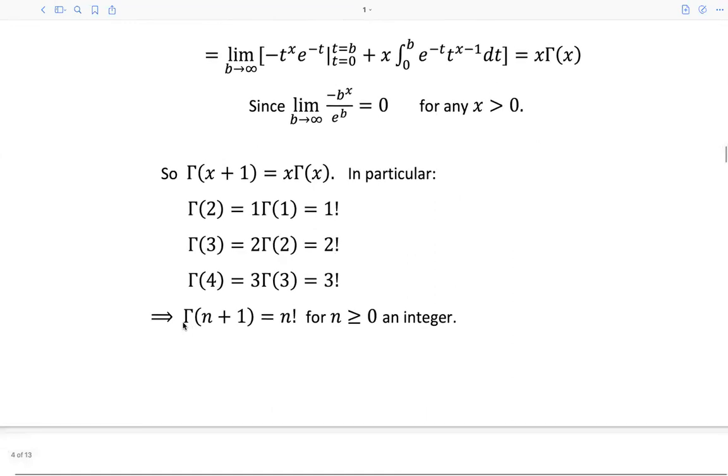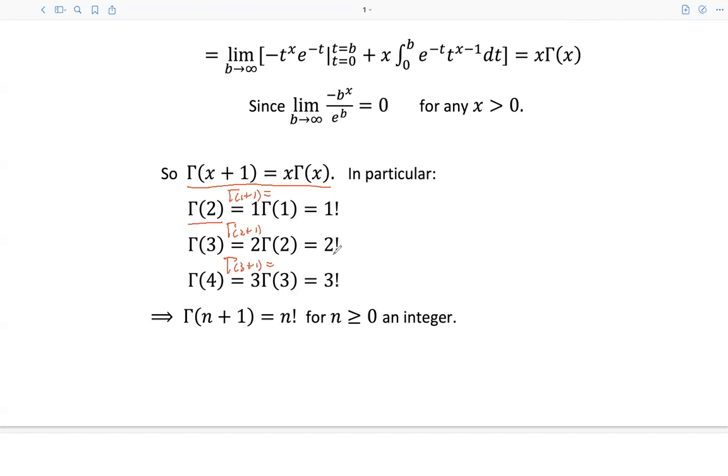Okay, so the gamma function has this property of factorials, right? So the factorial characteristic comes from here. Gamma of 2 equals gamma of 1 plus 1, which is 1 times gamma of 1. Well, gamma of 1 is just 1. Gamma of 3 is gamma of 2 plus 1, which is 2 times gamma of 2, which is 2 factorial, or 2. Gamma of 4 is gamma of 3 plus 1, which equals 3 times gamma of 3, right?